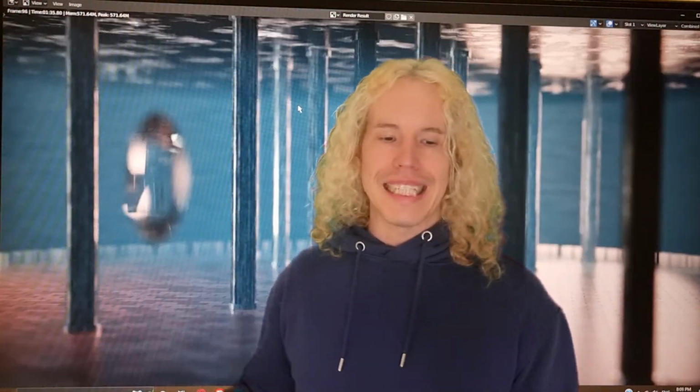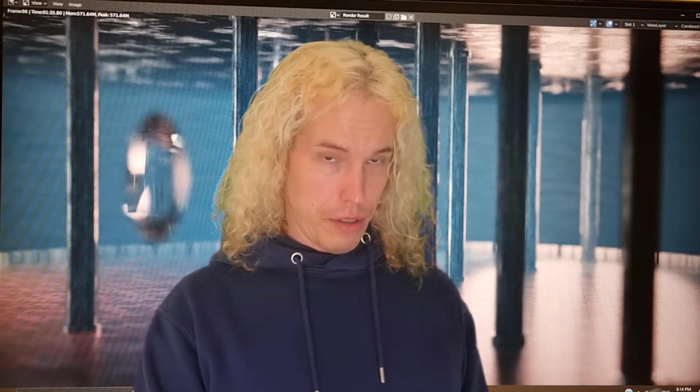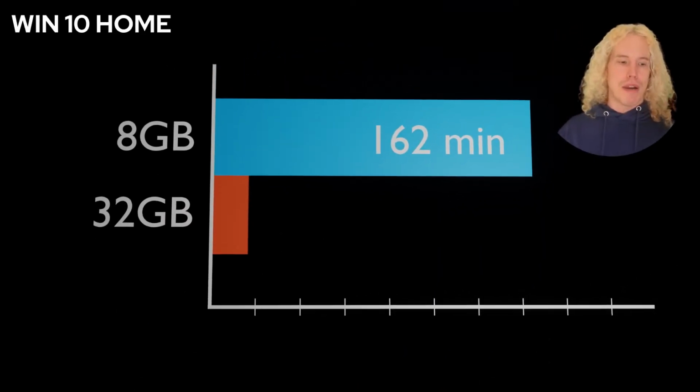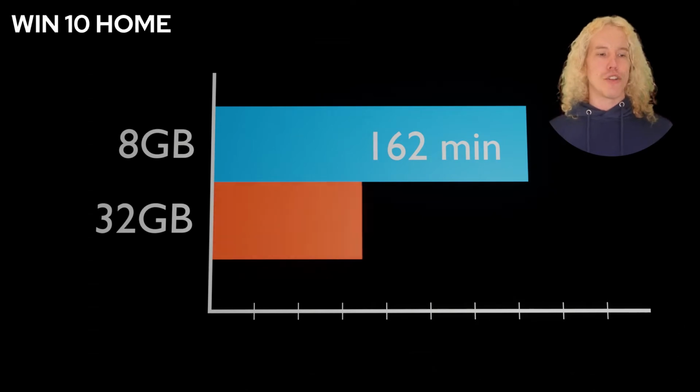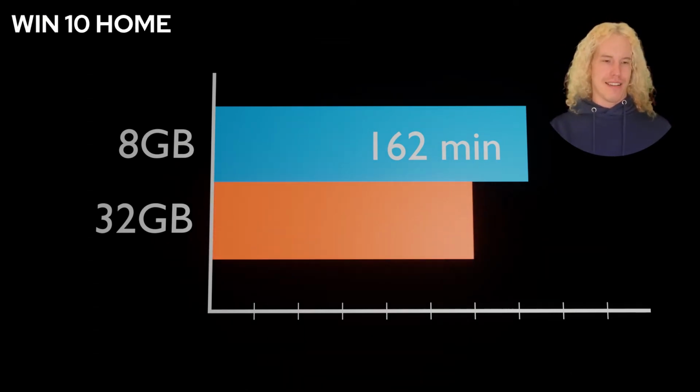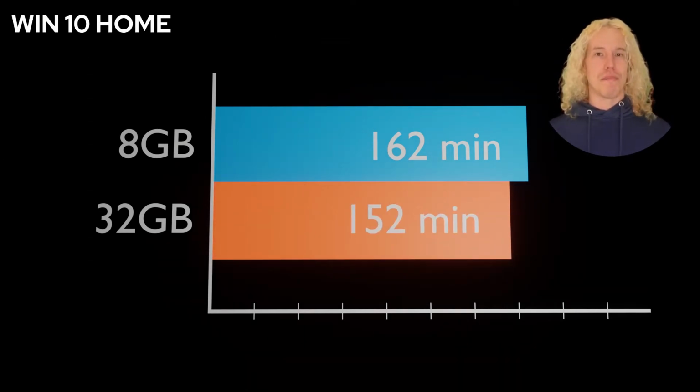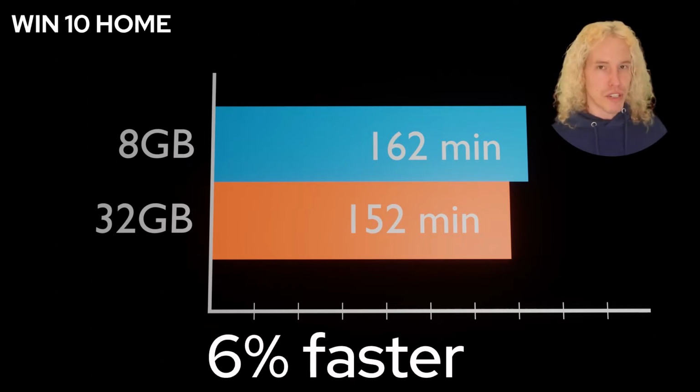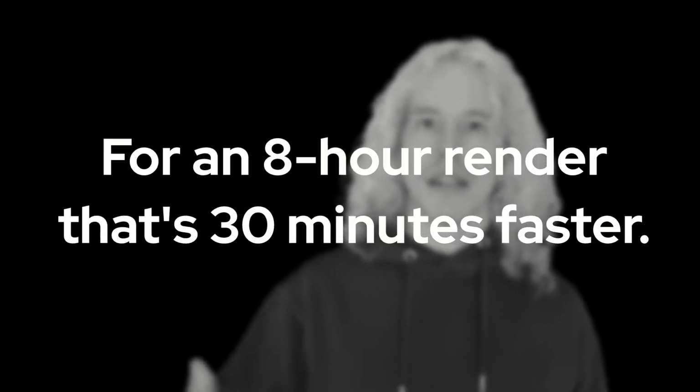Rendering is now complete, and let's see how long it took. With 32 GB RAM, the render was completed in 2 hours and 32 minutes. I'm happy with this result because it's actually a 6% improvement in rendering speed. Sure, 6% is not revolutionary, but in this case, it means 10 minutes saved. If it was an 8-hour render, that would mean 30 minutes.